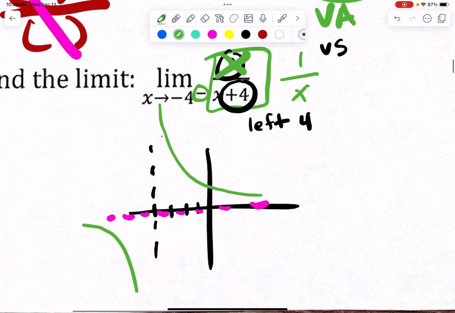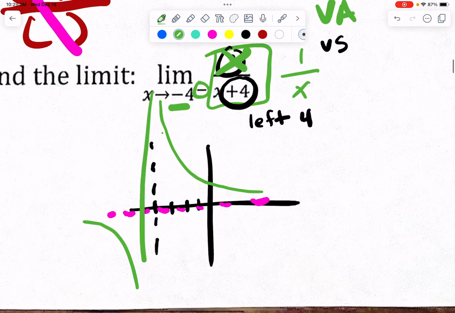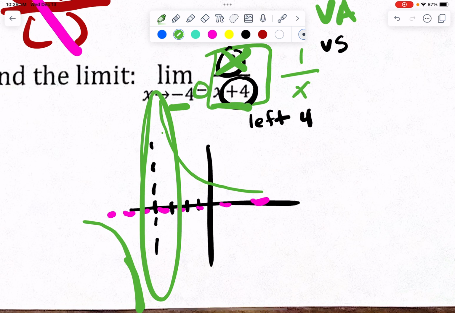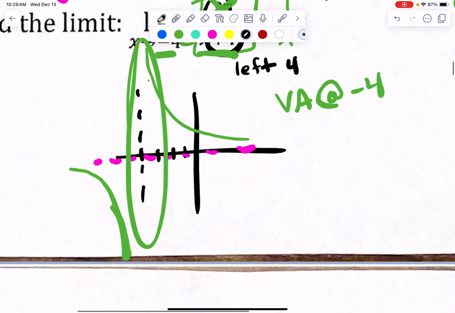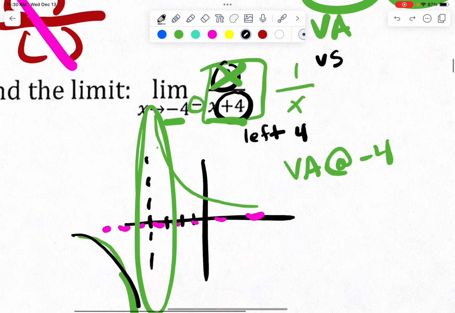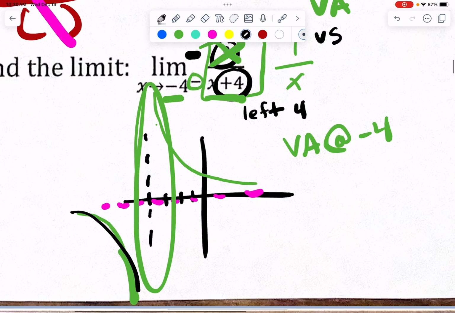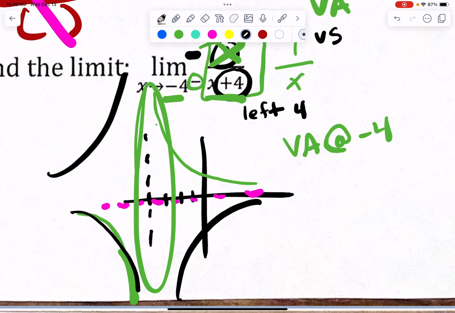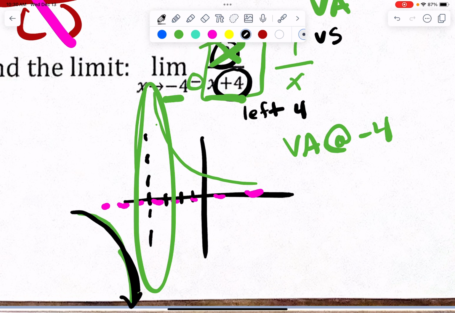So the deal here is we want to know what is happening to it as it approaches negative 4, which is right here on the left side, okay? So we know there's a VA at negative 4, right? So I have to figure out whether it's doing this or whether it's doing this. I can tell from this graph that it's going this way because that's just what a boomerang function does. If this was negative, it would go the other direction. It would go like this, okay? But it's not. So the boomerang is going to go this direction, so I'm going to guess it's going toward negative infinity.